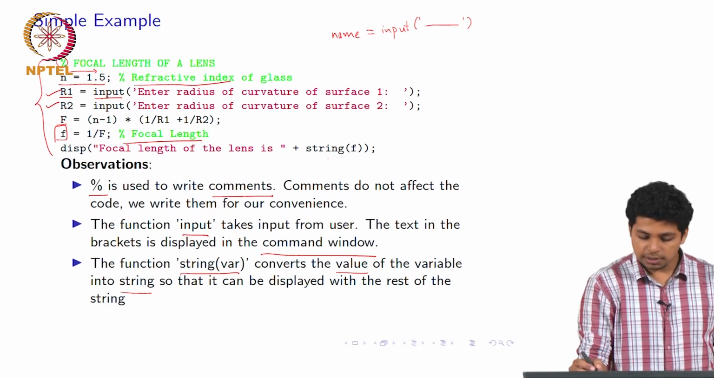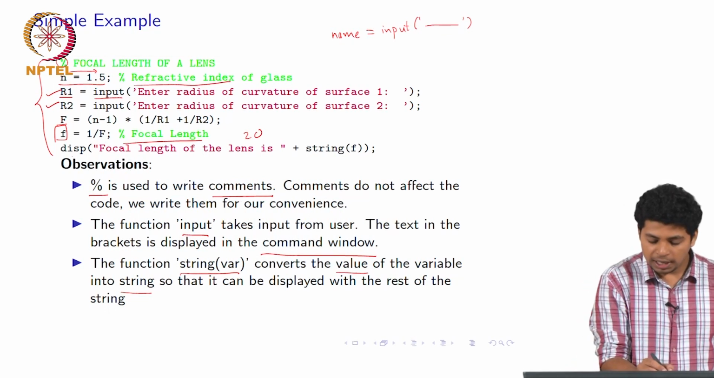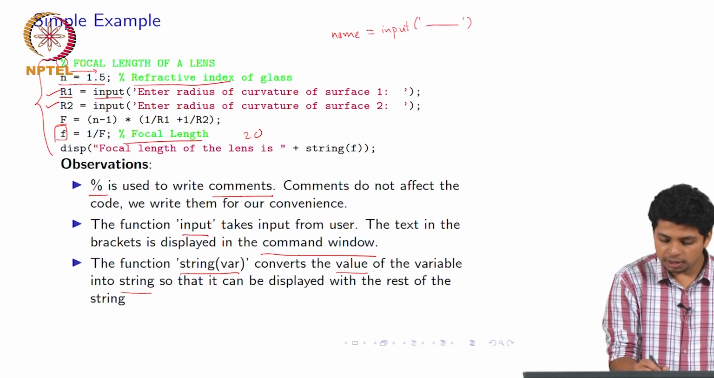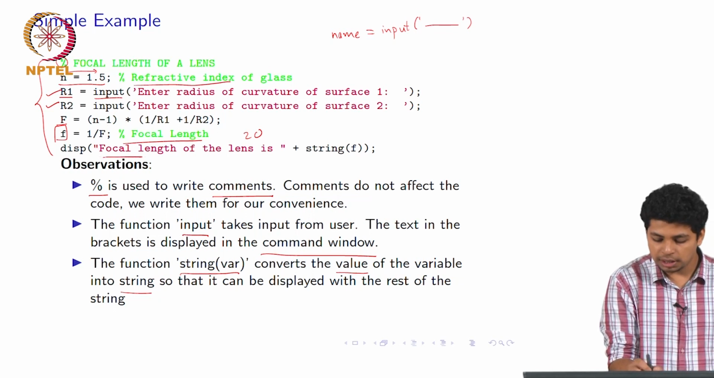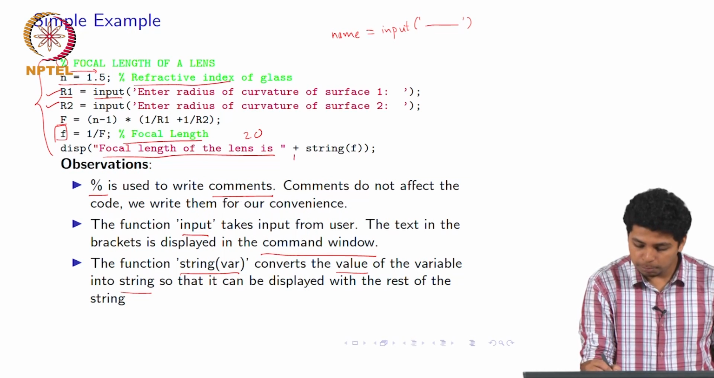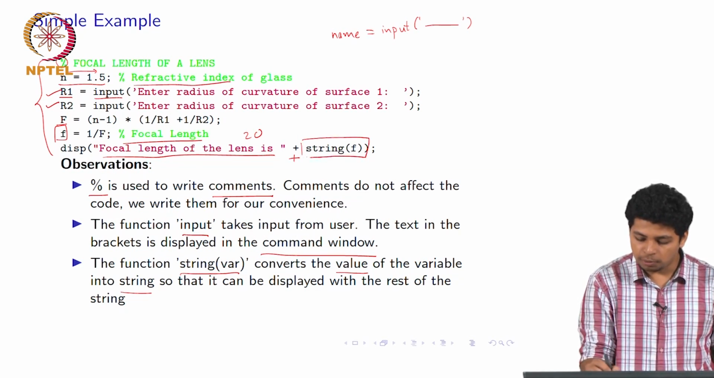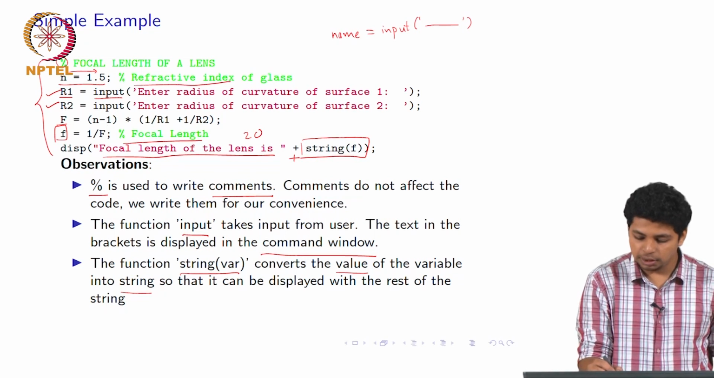How that works is, say the value of focal length that we get is 20, and what we are displaying is, in the inverted commas, we have put this: the focal length of the lens is. It will be displayed as it is, and we put a plus here, so that the output of string can be just appended to this one.